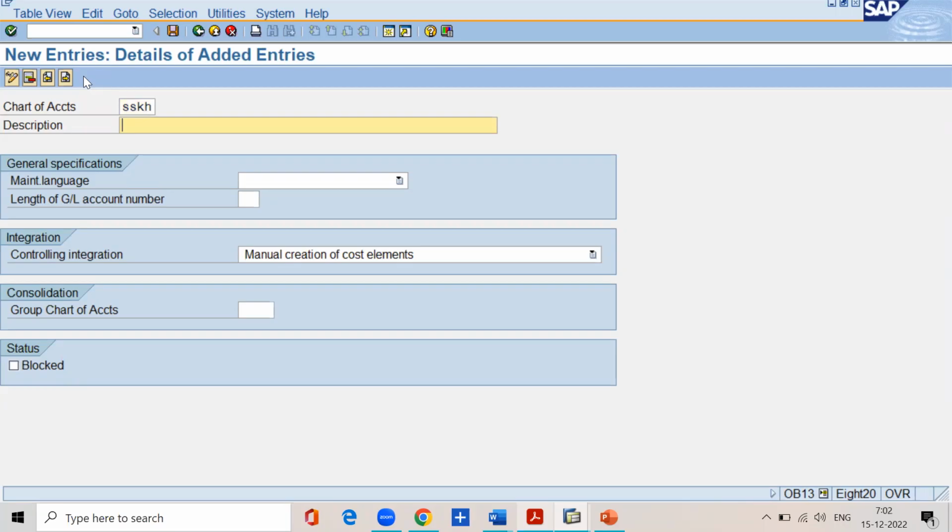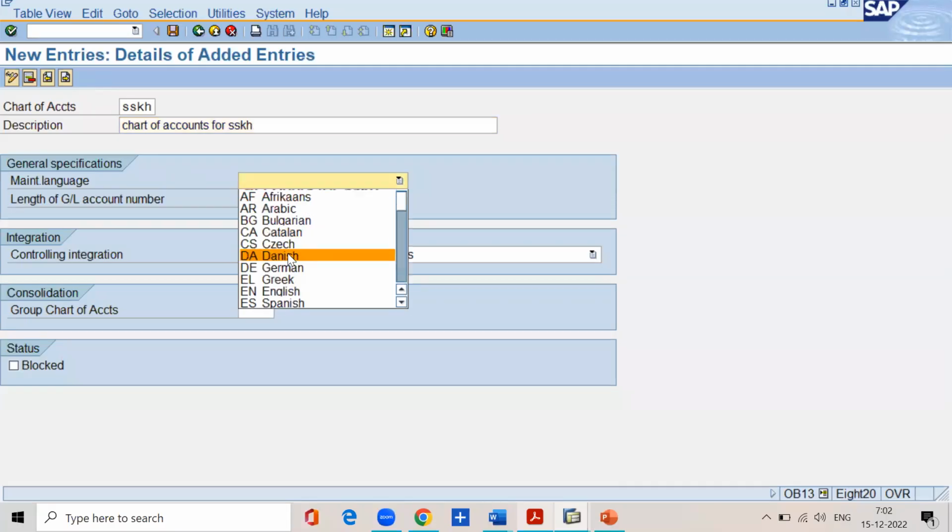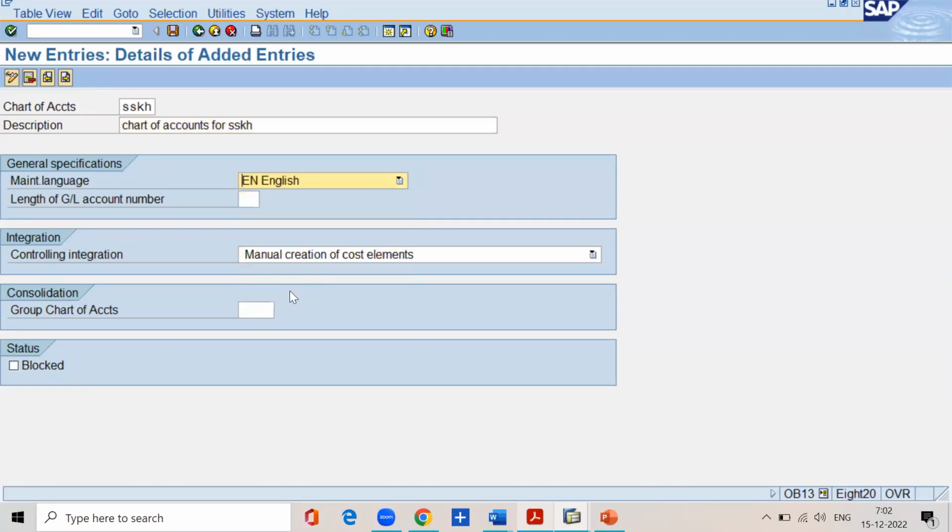Description is equal to chart of accounts for SSKH. Please write down. Maintenance language is equal to English.